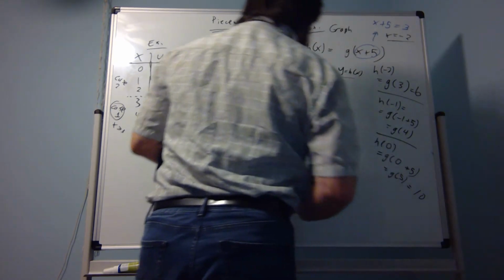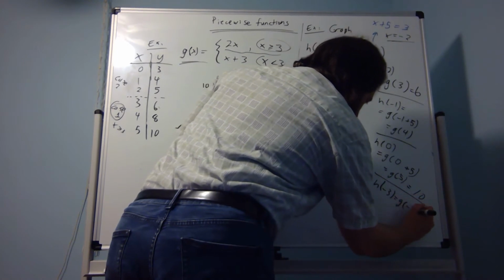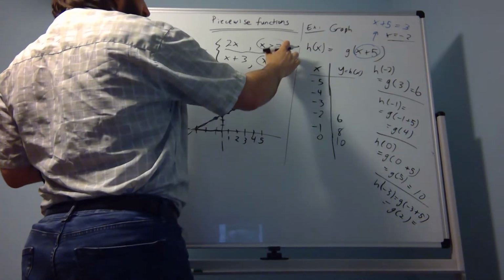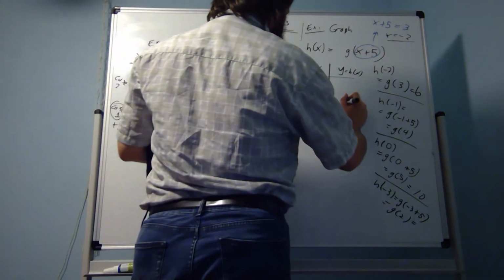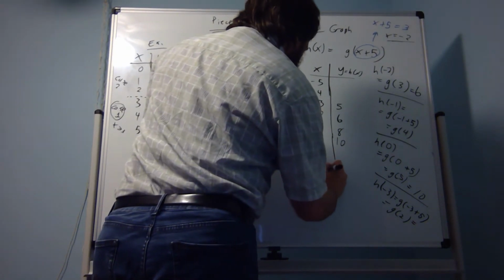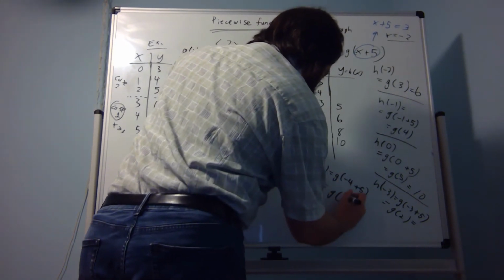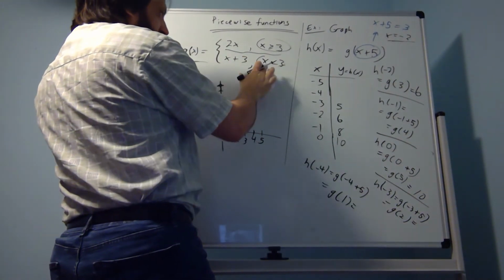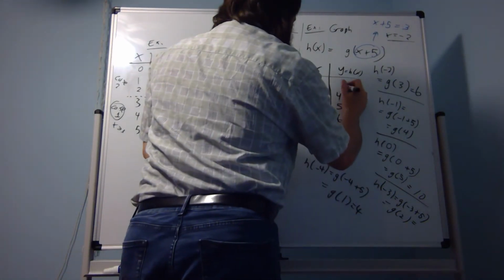All right, so that's good enough. I wanted to do some other ones. H of -3 is g of -3 plus 5, which is g of 2. G of 2 is, we're not here anymore, we're down here. G of 2 is 5. H of -4 is g of -4 plus 5, which is g of 1, which is, here's what g is. The input is less than 3, so we're down here, which is positive 4.